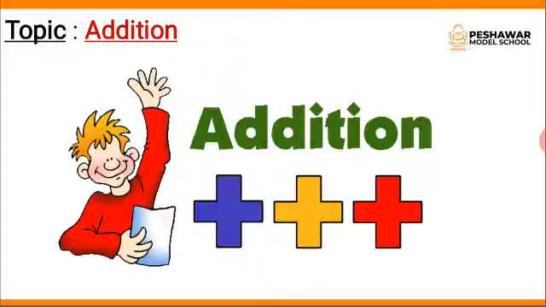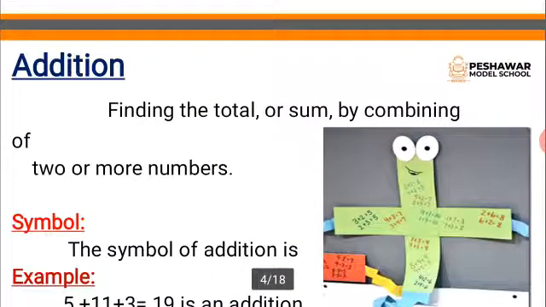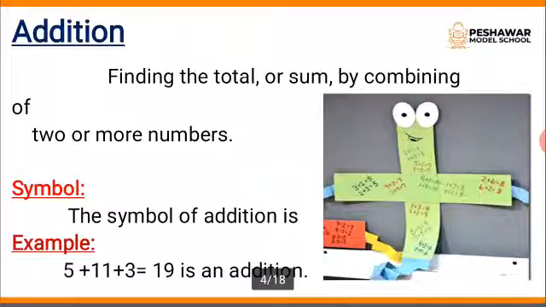Do you know what is addition? The definition of addition is finding the total or sum by combining two or more numbers. Simply, we can say to combine something. Do you remember the symbol of addition? The symbol of addition is a sleeping line and a standing line.